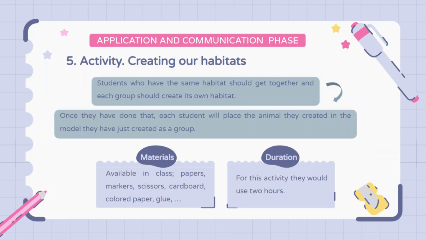Our fifth activity is creating our habitats. For this, students who have the same habitat should get together and each group should create its own habitat. When they have done that, each student will place the animal they created in the model they have just created as a group. For this, they can use different types of materials that are going to be available in the class, like for example papers, markers, scissors, or glue. The duration for this activity will be 2 hours.